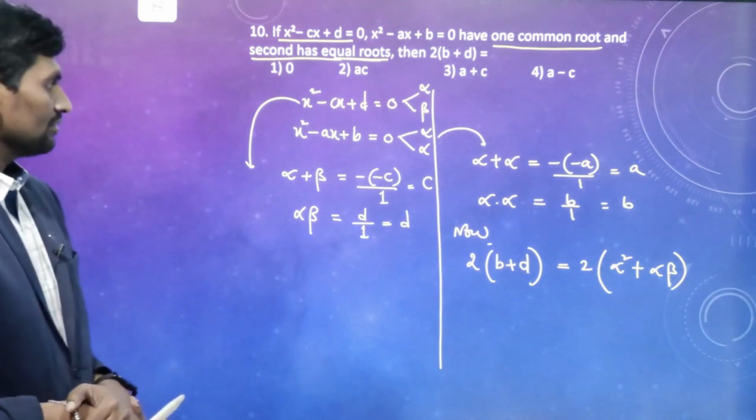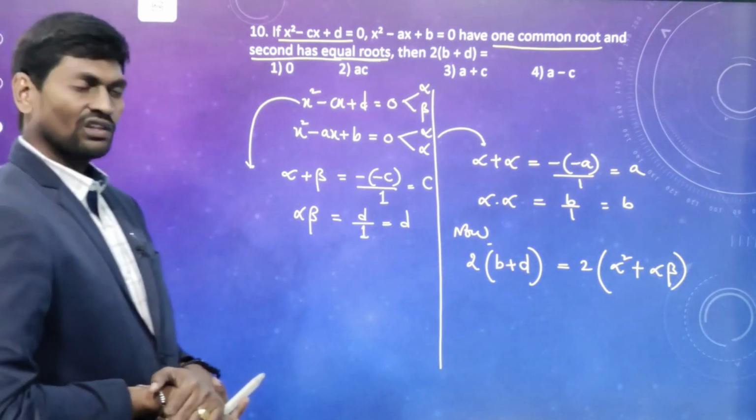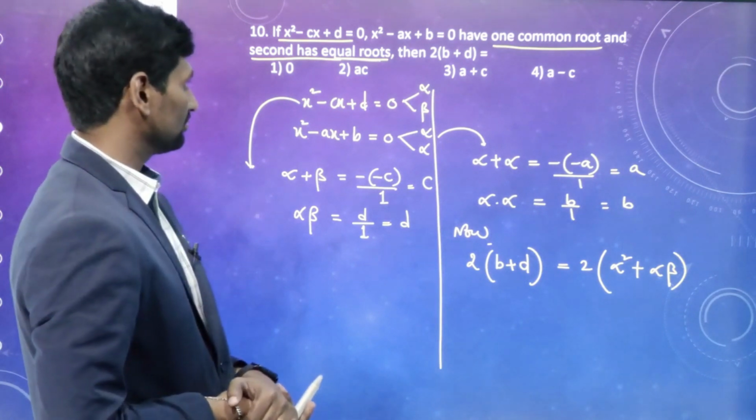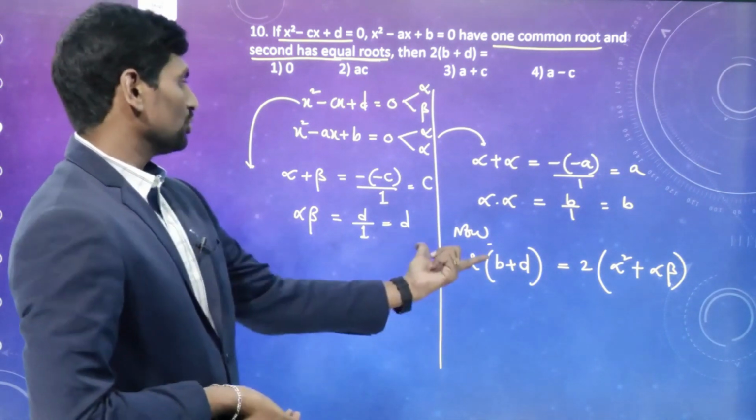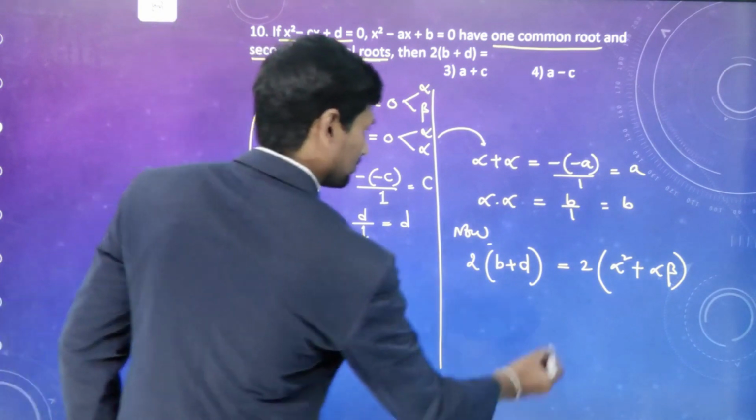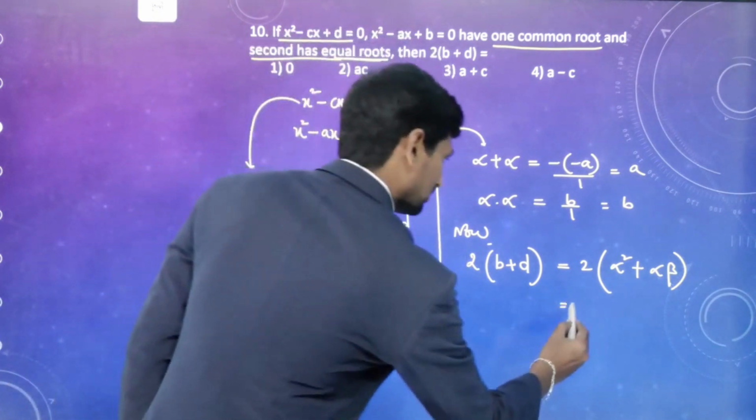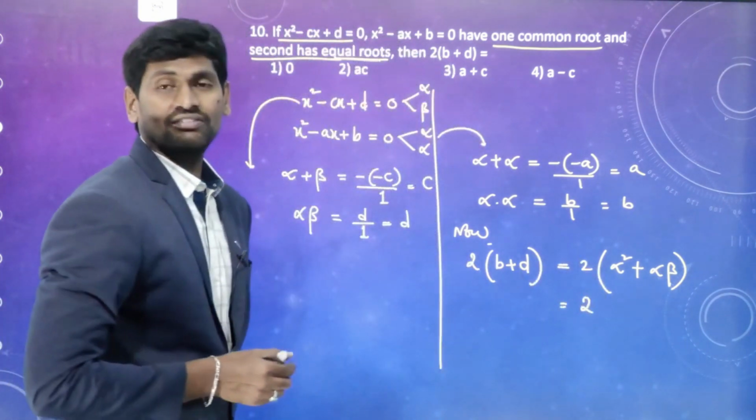Okay, clear? Yeah, 2 times of b plus d equals to, what is the alpha value?